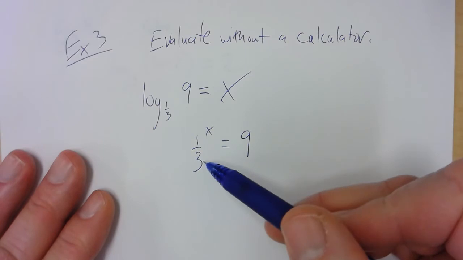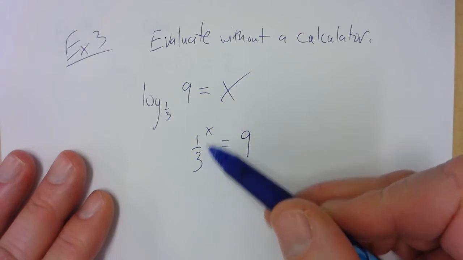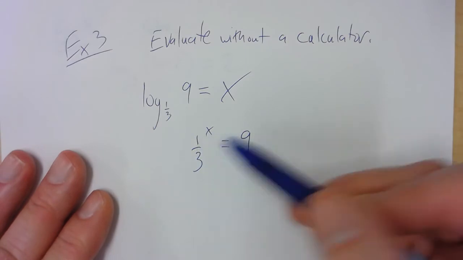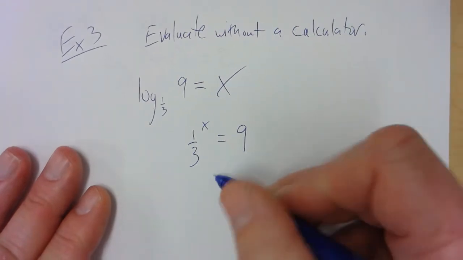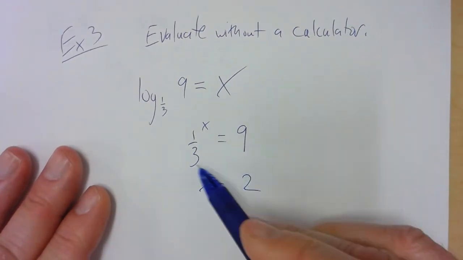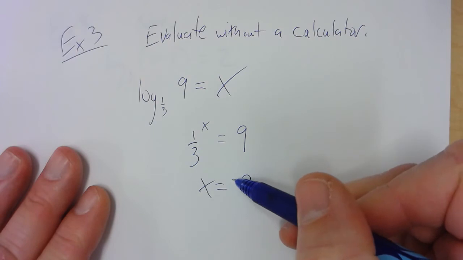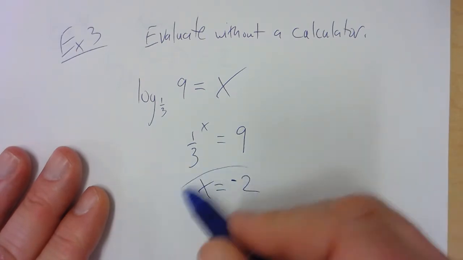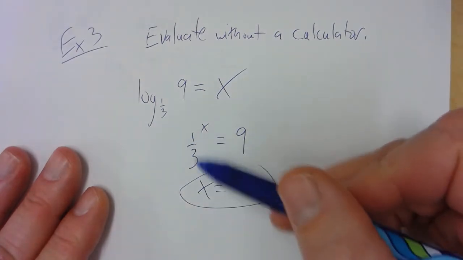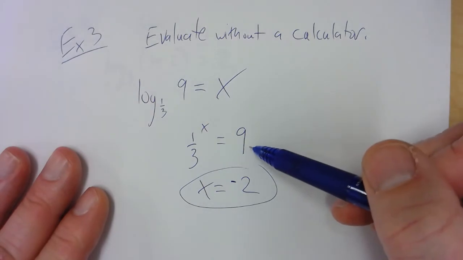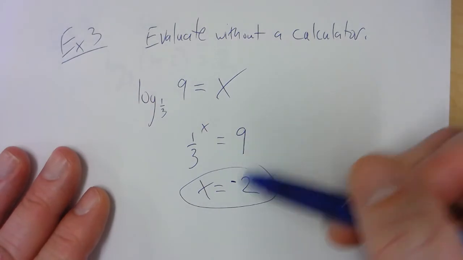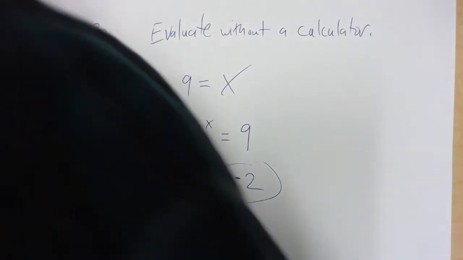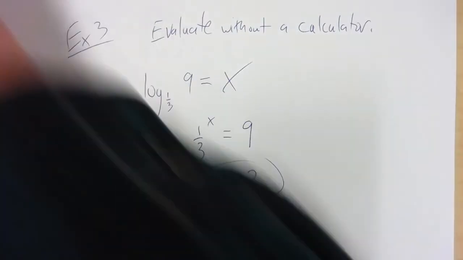Well, 3 squared would be 9, but it's flipped. It needs to be flipped upside down. So 2 would make it 9, but if you flip it upside down with that negative exponent, x is -2. So 1/3 to the -2 is 9. You could type that into the calculator and prove to yourself that it really is 9. So I'll do that right now.